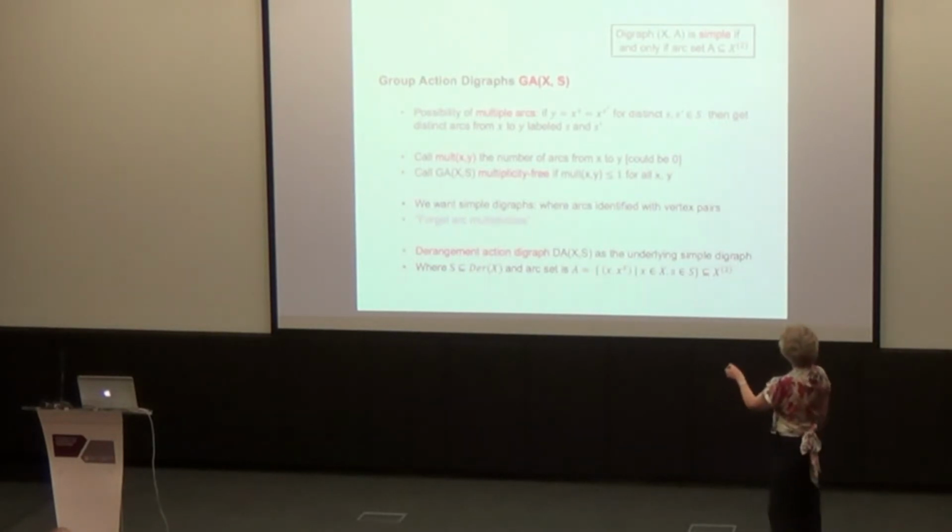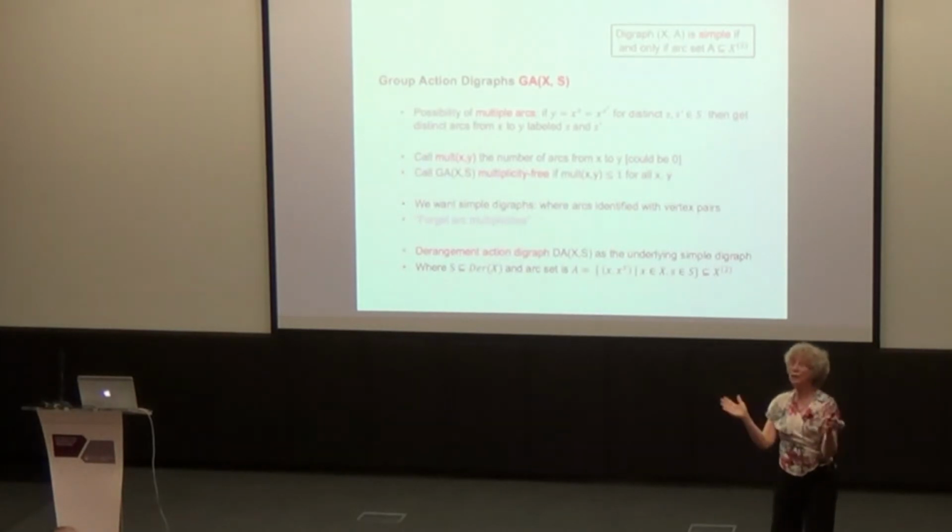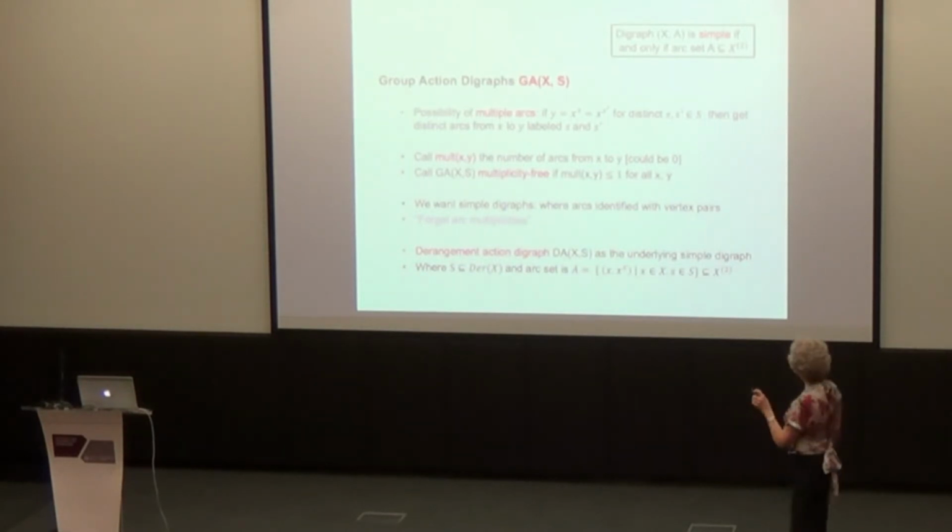And so we defined, eventually, here's my definition, a group action digraph as the underlying simple digraph of one of the GA graphs. Remember, we're going to take S to consist of derangements, so no loops ever. But we'll think of the arc set as the pairs x and the image of x under S, for different permutations S and points x. And we're thinking of that as just a set of ordered pairs of distinct vertices. So we're just going to think of these as simple digraphs. That's our derangement action digraphs. So what do we know about them?